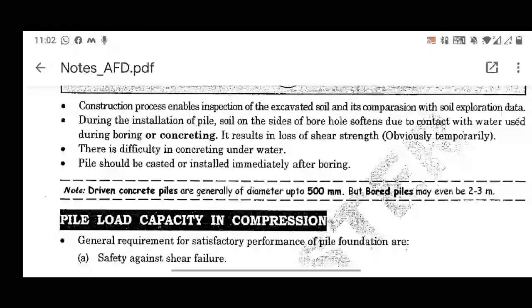Now, driven concrete piles are generally of diameter up to 500 mm, but bored piles may be even 2 to 3 meters. When I'm saying driven concrete piles, you can use these generally up to a diameter of 500 mm, but bored piles can be larger, since we are simply constructing these piles by increasing the diameter of the hole.